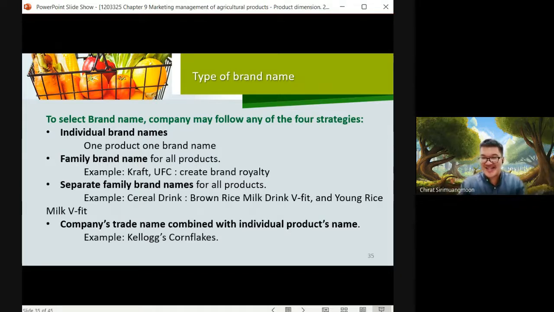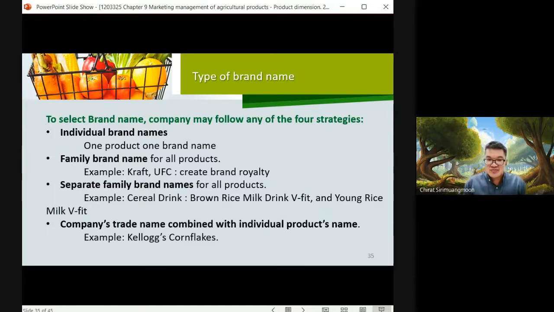We have the UFC brand for all products. Like UFC, they have juice, they have canned fruit and vegetables, but it is the same brand. But there are also separate family brand names. So separate family brand names are different from the single family brand name. Like the first one, they just cover everything in terms of the same brand.